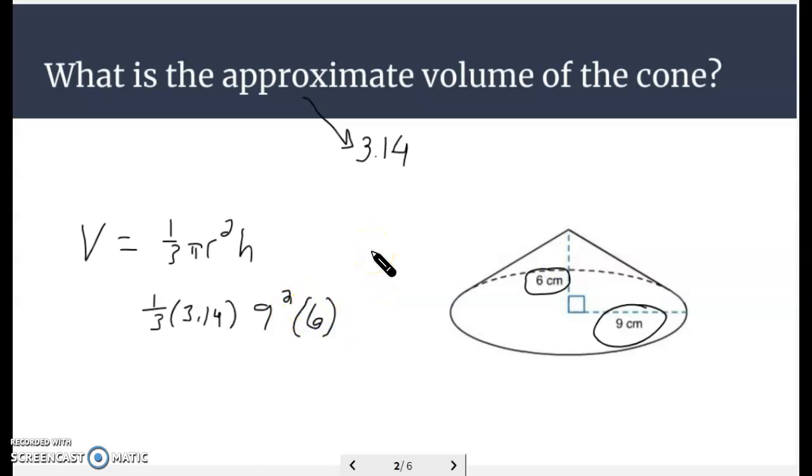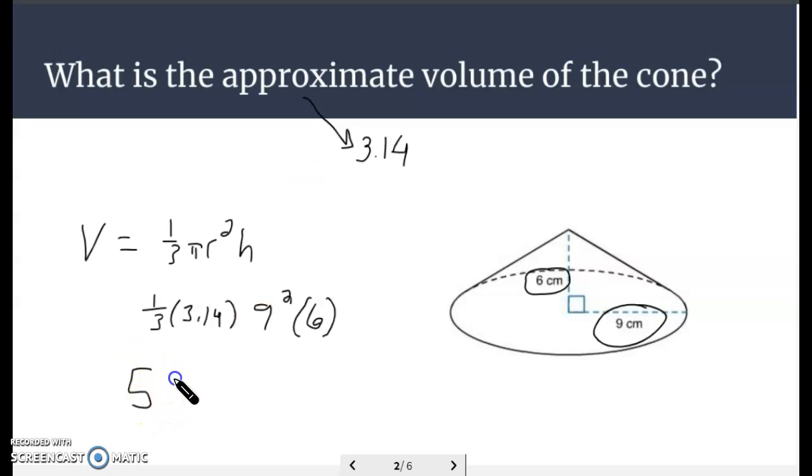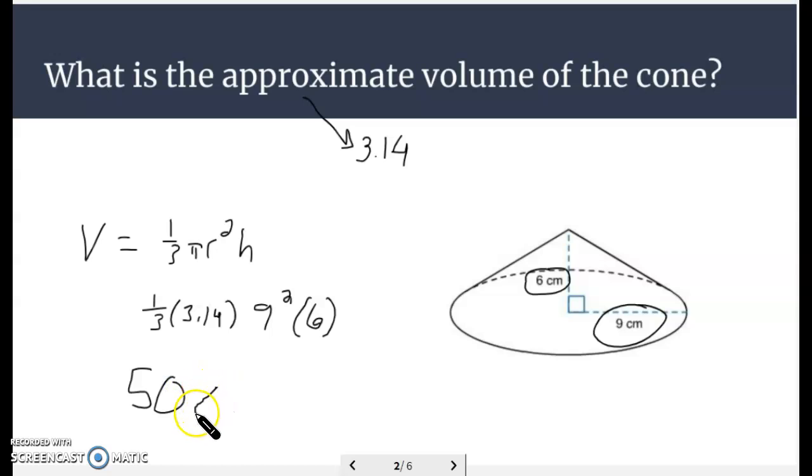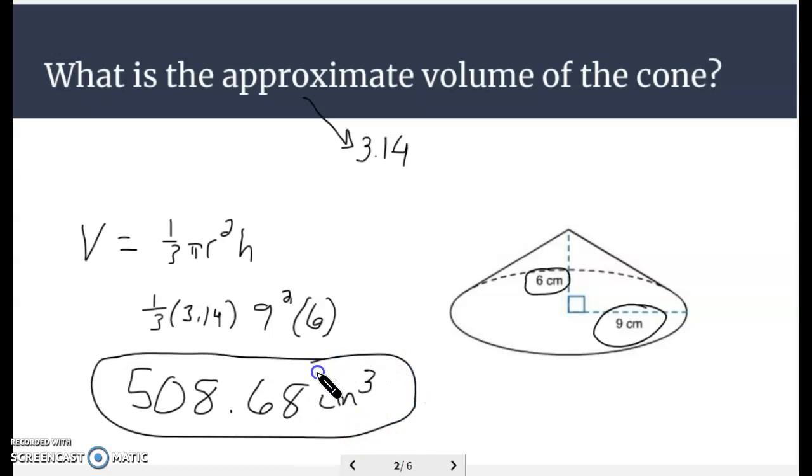So in your calculator, you can do 3.14 times 9 times 9 times 6, and then divide by 3. That will simulate multiplying by 1/3. Dividing by 3, multiplying by 1/3, same thing. Calculator is going to say 508.68. Since we're measuring in centimeters, we say centimeters cubed, cubic centimeters. Let's look at another one.